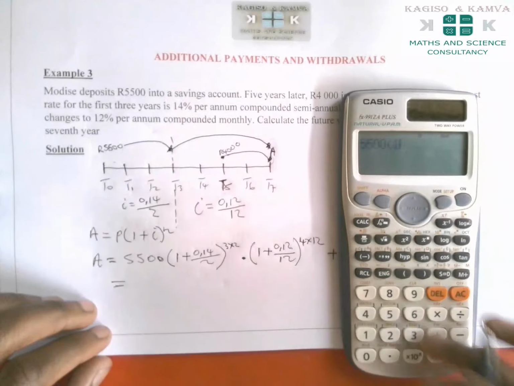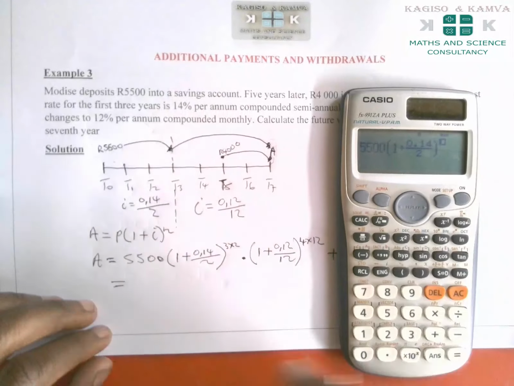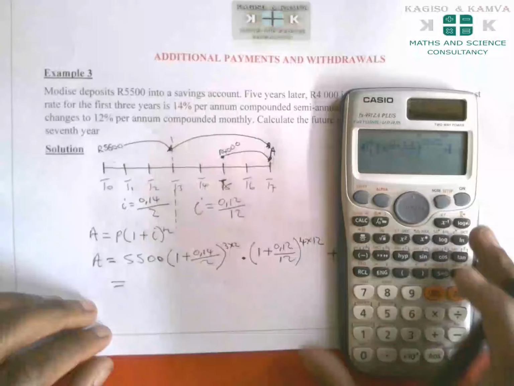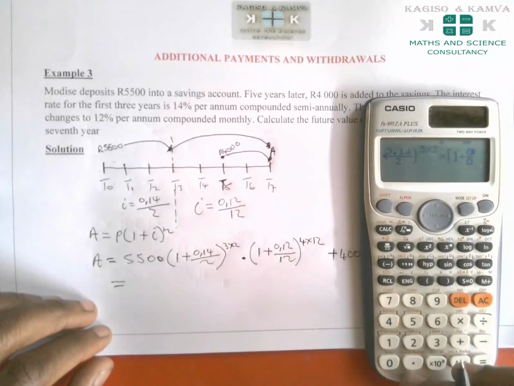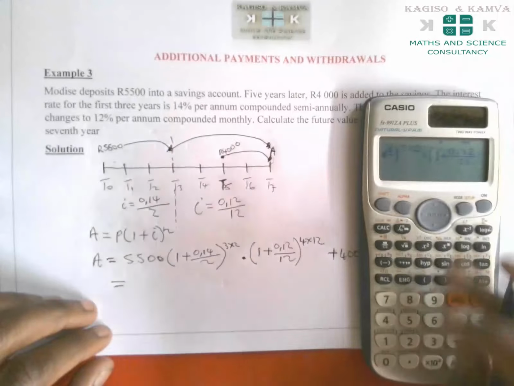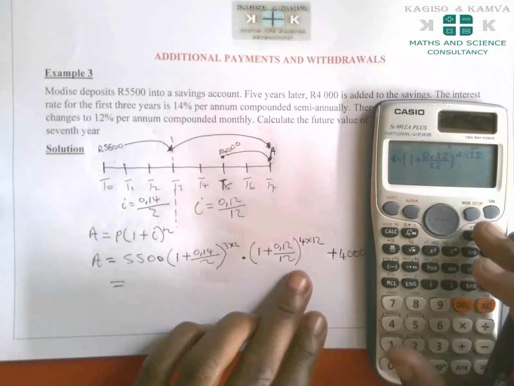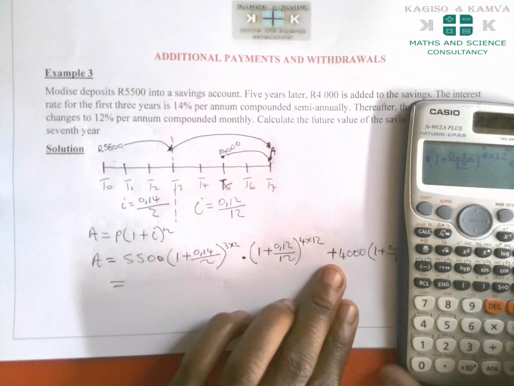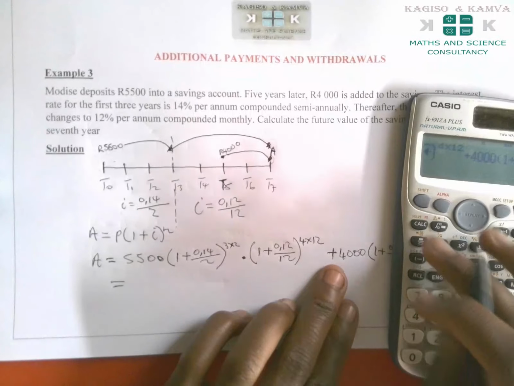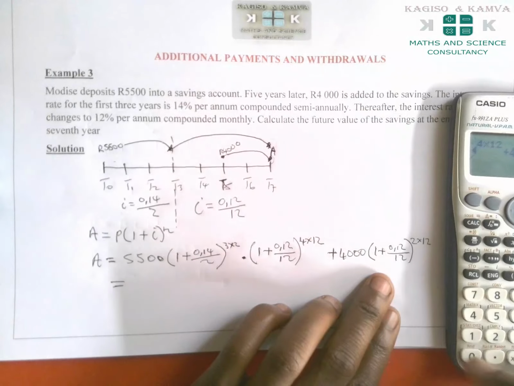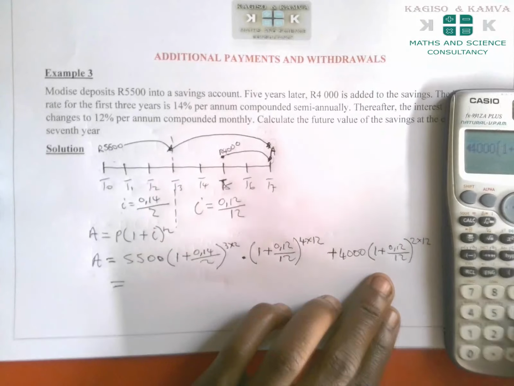Okay, so all in all, this is going to be equal to 5,500 times 1 plus 0.14 divided by 2, to the exponent 3 times 2, multiplied by 1 plus 0.12 divided by 12 to the exponent for 4 years, 4 times 12, and then now we come to this part and you say plus 4,000 into 1 plus 0.12 divided by 12 to the exponent 2 times 12.